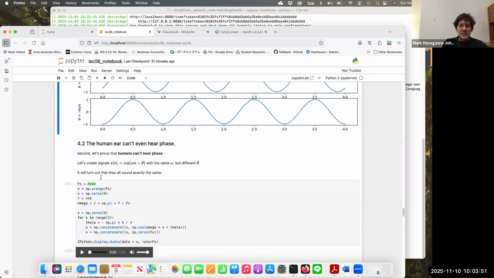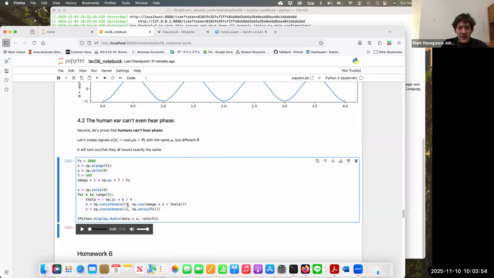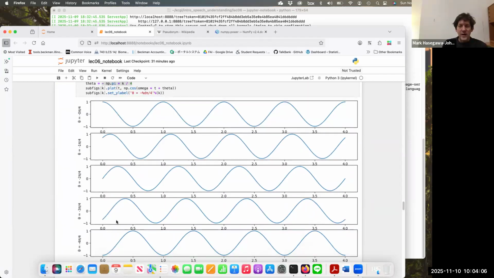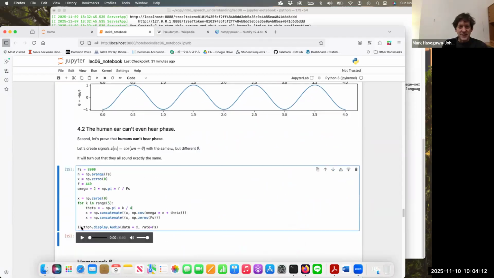And humans can't even hear the difference. Let me play these 5 tones. Let me play you a cosine, and then a shifted cosine, and then a sine wave, and then a shifted sine wave, and then a negative cosine. And what you'll discover is that you can't hear the difference.